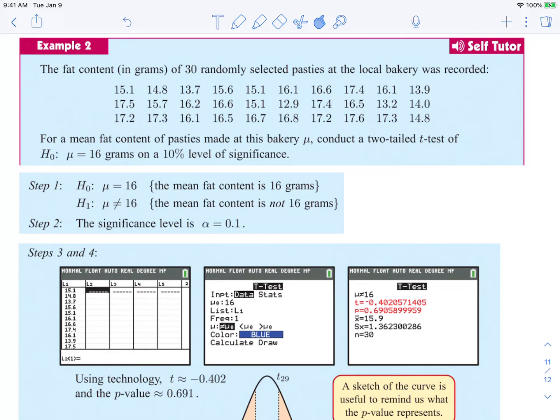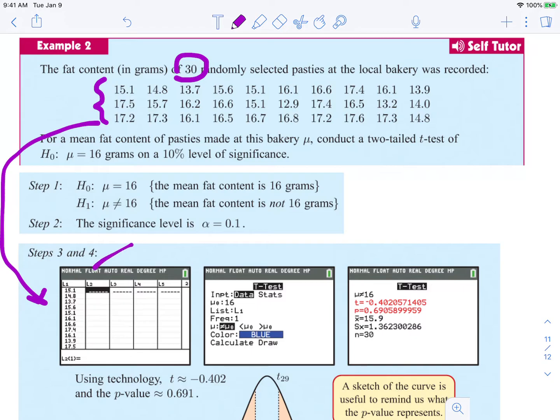All right, here's an example 2 of students' t-test. There is a sample size of 30, and what that sample represents is the fat content in grams of pastries at a local bakery, and these are their measurements. So we're going to be using a graphing calculator, and we're going to enter all 30 items into list 1.